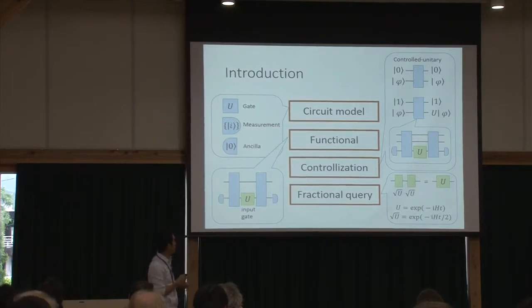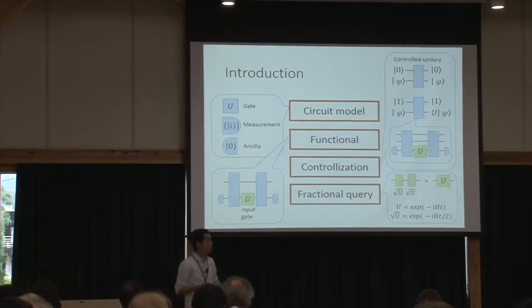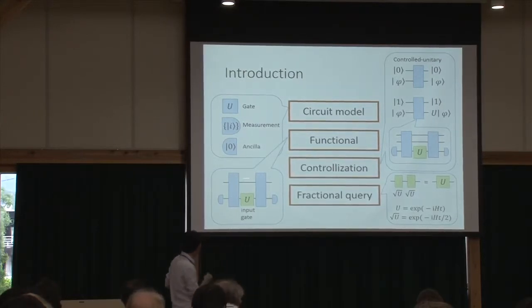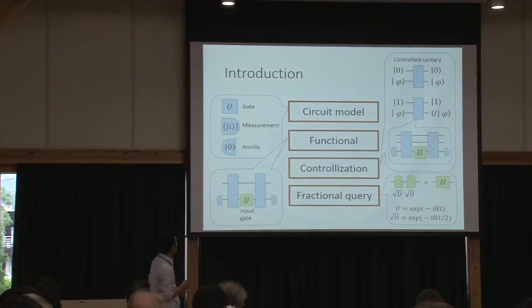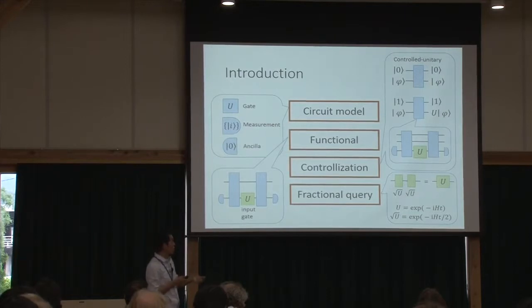So I want to see whether we can convert functionals into a sequence of quantum gates which can be implemented directly. And this is one particular example, and I'll come back to this later. Now next, controllization. Controllization is a process of making a controlled unitary when you're given a particular quantum gate.